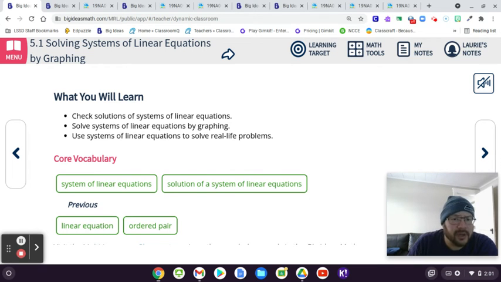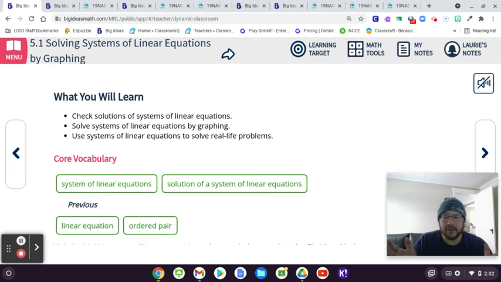We're jumping into 5.1 and 5.2, which is all about systems of linear equations. Now, basically, a system of equations is when you have two or more equations with two or more variables. And what you're trying to do is find where both variables have answers to both equations. What does that mean exactly?